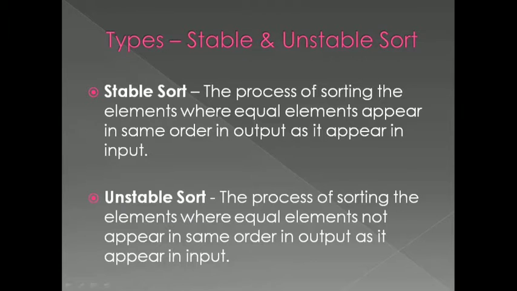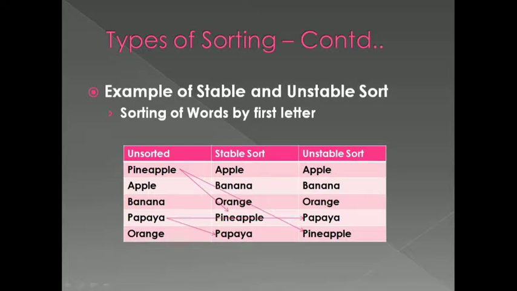So let me understand this with an example. We have an unsorted list of elements: pineapple, apple, banana, papaya, and orange. We want to sort them on the basis of the first letter, which in the first case is P, A, B, P, and O. In this case, apple will become first, then banana, which starts with B, then orange. After that come the ones starting with P, which are pineapple and papaya. Now, if pineapple comes before papaya, then we call it a stable sort, because in our input, the unsorted list, pineapple is before papaya. So this is a stable sort.